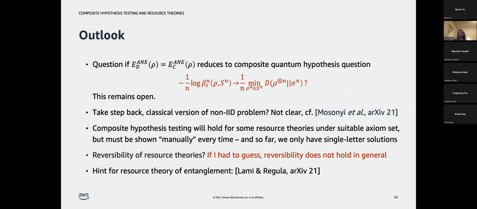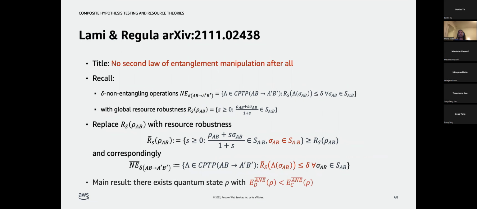And there has been this recent work by Ludovico and Bartosz. And I should probably stop here. But basically what their work shows is that if you replace this global resource robustness as the entanglement measure with a different entanglement measure, just the resource robustness, this R bar, and the difference here is just that you don't ask how much of another state sigma you have to add such that the state becomes separable. Here you ask how much of another separable state you have to add, such that the resulting state becomes separable. So if you use this slightly different entanglement measure, and correspondingly the set of free operations, then one can actually show that the corresponding resource theory of entanglement is not reversible. So this conjecture about the theory of entanglement is wrong.